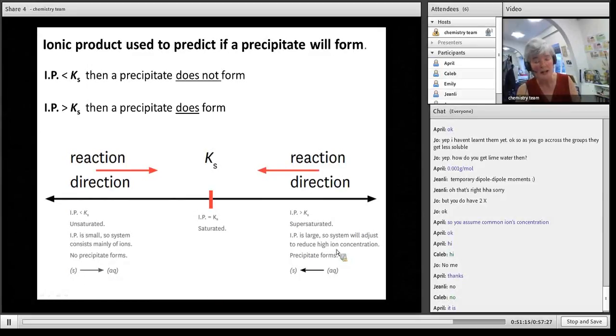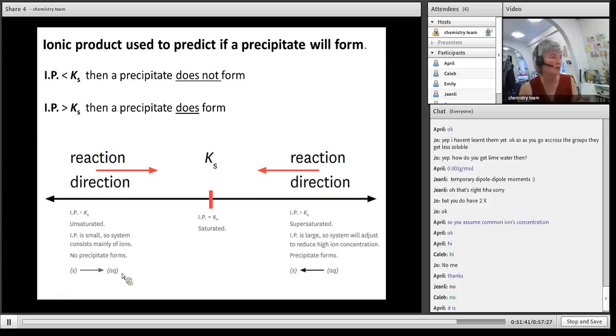If my IP is bigger than my Ks, I'm going to get a precipitate, and not all my ions, but I'm going to have my ions in solution combining together to form my solid. So I'm going to get my position moving to the left when my IP is bigger, okay, and I'm going to have my position moving to the right when my IP is smaller.